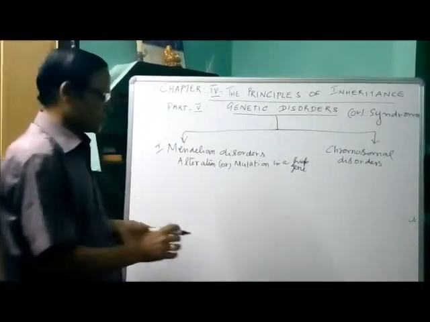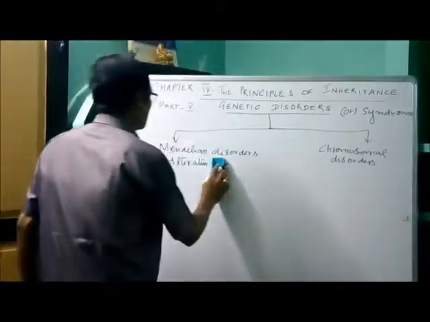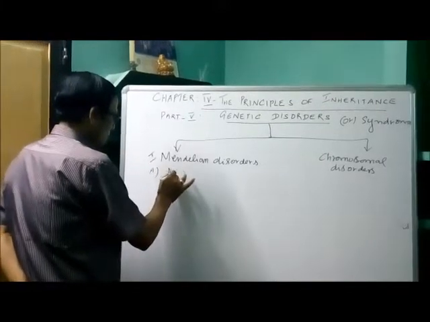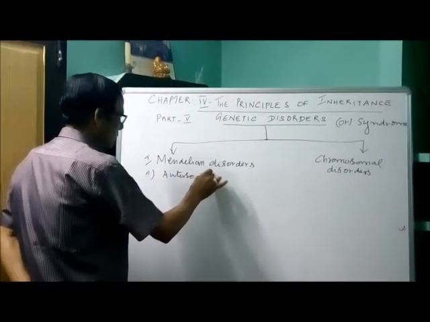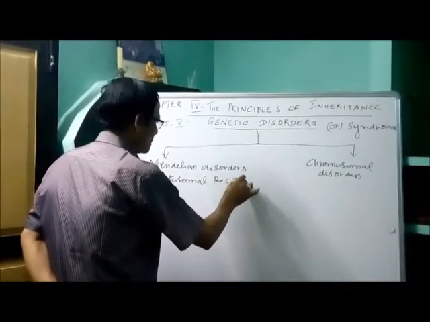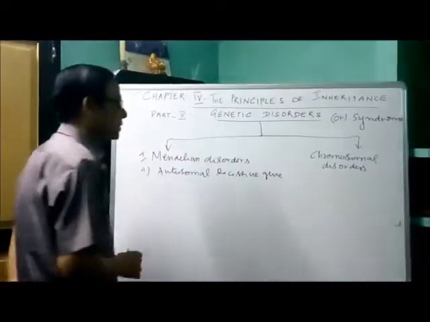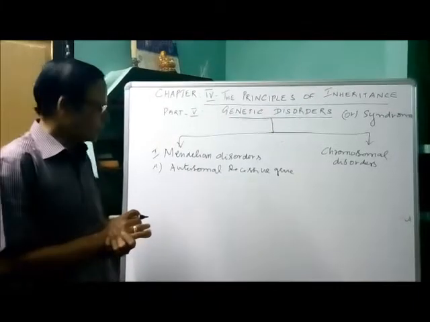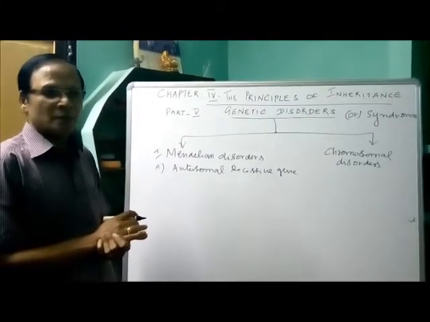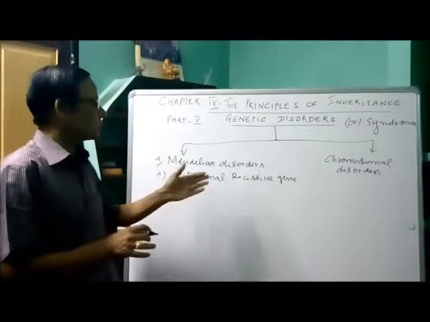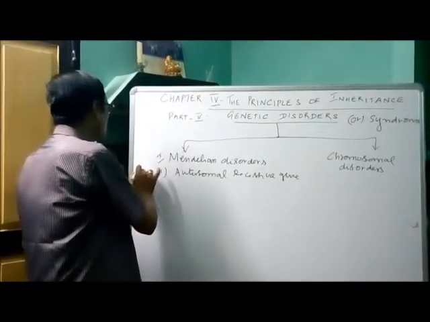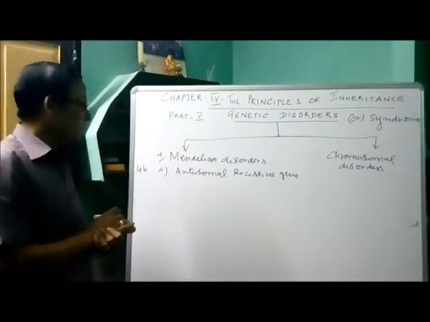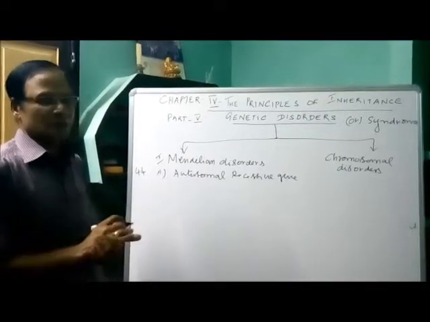What are the types of Mendelian disorders? There are three different types of Mendelian disorders. Number one, autosomal recessive gene disorder. That is, when the dominant gene in one of the autosomes gets mutated to form a recessive gene that results in a disease. That is called autosomal recessive gene disorder. That is, in one of the 44 autosomes, there may be a mutation in a single gene that results in a recessive gene that causes a disease.